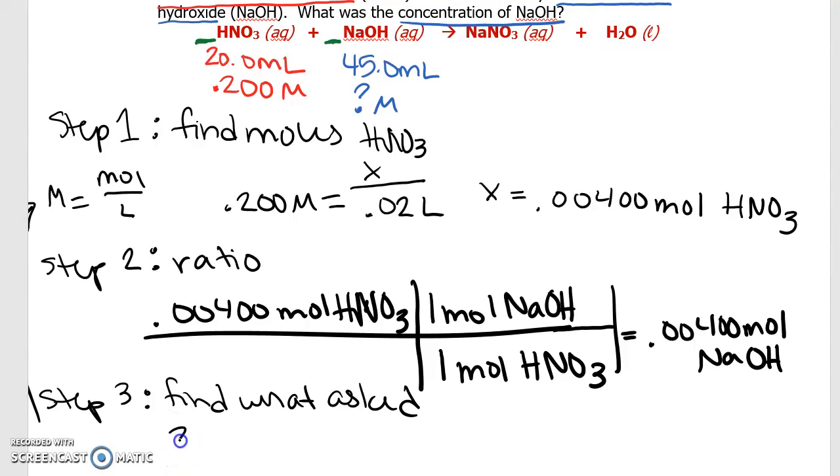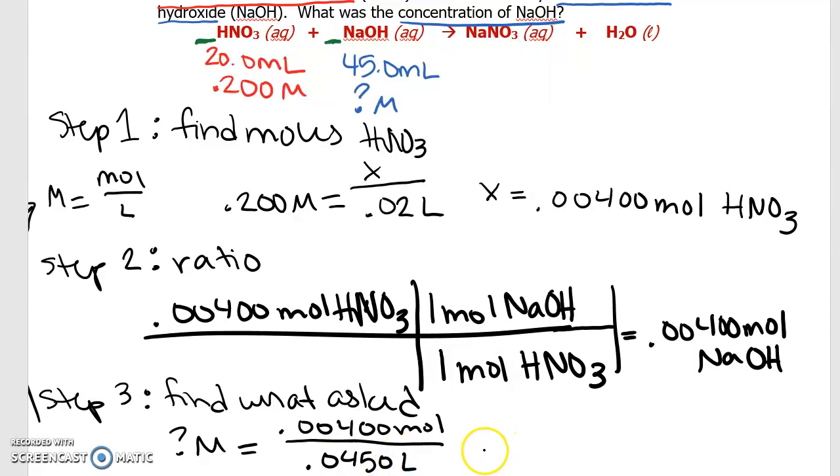And my molarity, which is what I'm looking for, is equal to moles, which is that 0.00400, divided by liters. Now I was given 45 milliliters of sodium hydroxide, so I have to change my milliliters to liters, which is 0.0450 liters. Solve that equation for my molarity, and you should be getting, with the correct number of sig figs, 0.0889 molar sodium hydroxide.